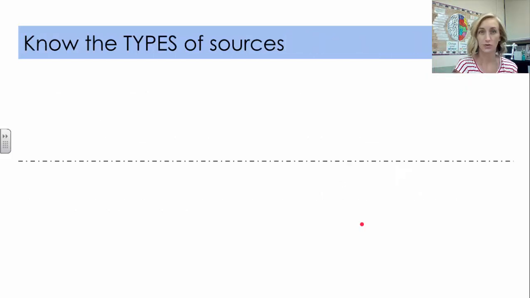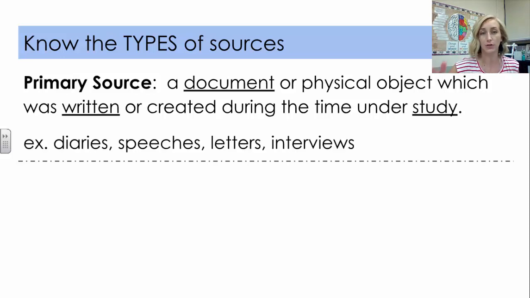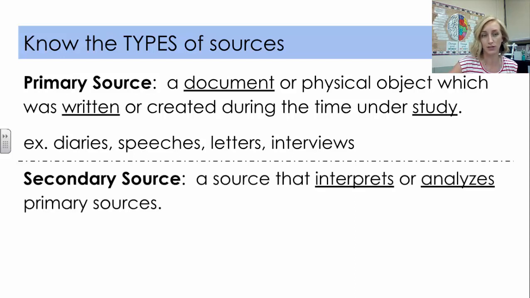Okay, so one major step that historians are going to take, and that we want you to have the skill of too, and this might be a refresher for you, is to know the types of sources. This, again, should be a refresher. A primary source, think of it as a first, primary being first, right? It's a first-hand account of what happened. So it's a document or physical object, which could include a painting, which was written or created during the time in which you are looking at. Some examples would include diaries, speeches, letters, interviews. Okay, so any of those kinds of documents, but it could be a whole slew of things if it's created during that time that you're studying.